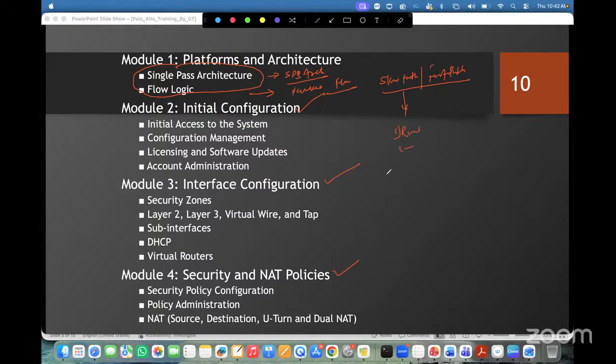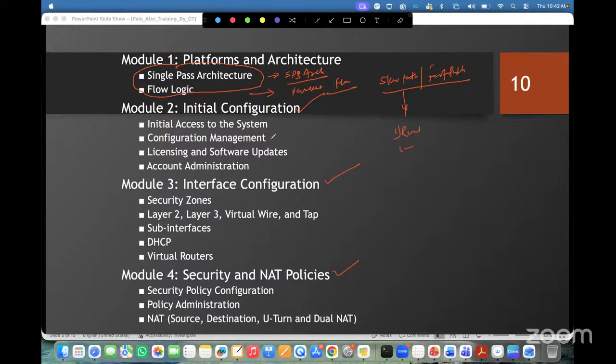What if there is no new connection available in your firewall? What is slow path going to do? What is fast path going to do? The interviewer is going to ask a question which is more relevant to packet processing. So if you have a good understanding of packet processing, you know how a packet is going to be processed, then you can easily understand. But if you don't know how a packet is processed, you cannot understand the end-to-end objective of this particular flow logic or single pass architecture.